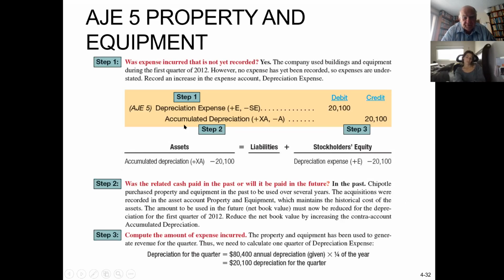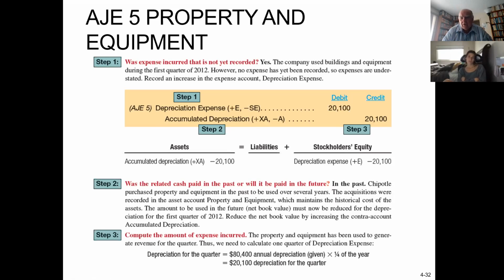The debit and credit is always going to be the same. It's always going to be a debit to depreciation expense and a credit to accumulated depreciation. What kind of an account is accumulated depreciation? X, a contra asset. The original cost of the equipment is still the same. The original cost of the truck. What's been reduced, though, is the net book value. Debit depreciation expense, credit accumulated depreciation.